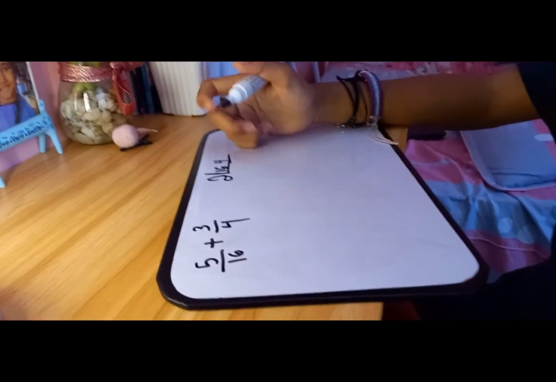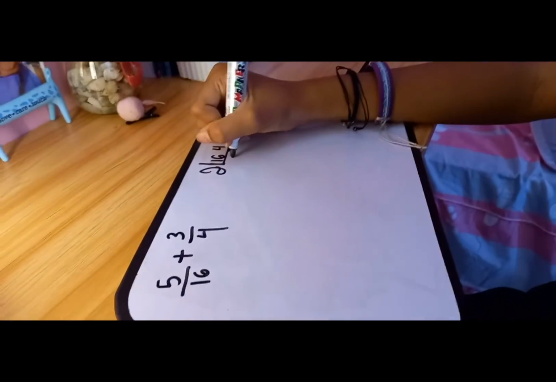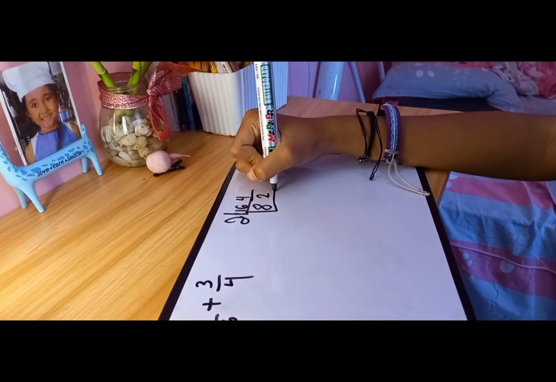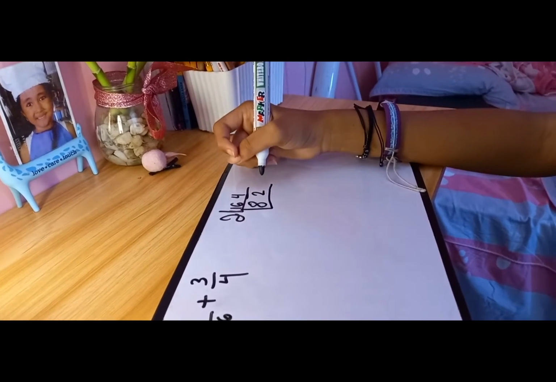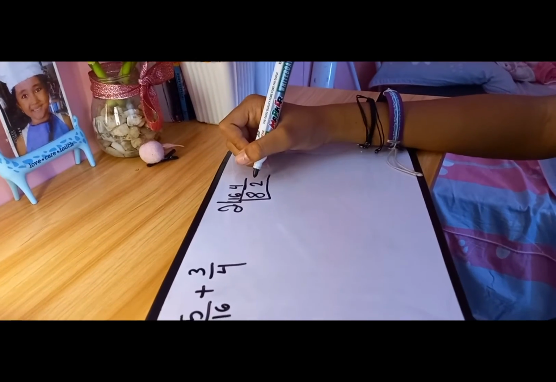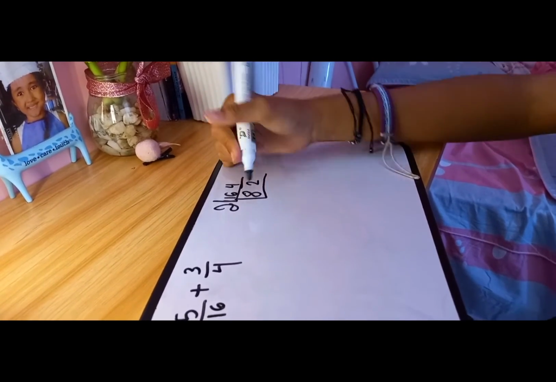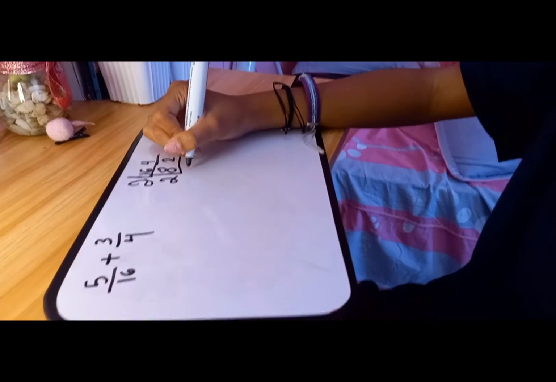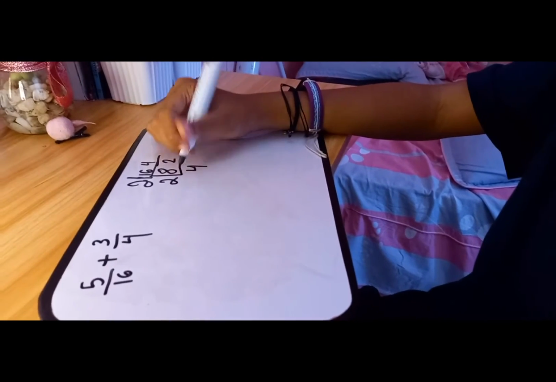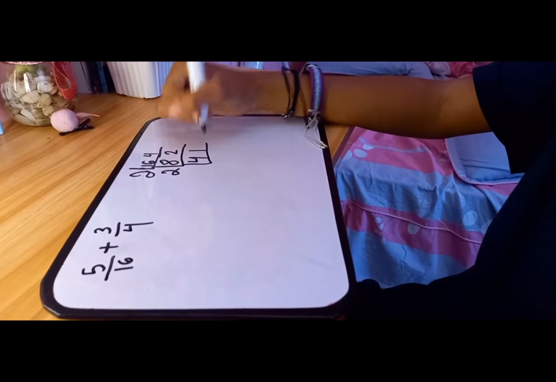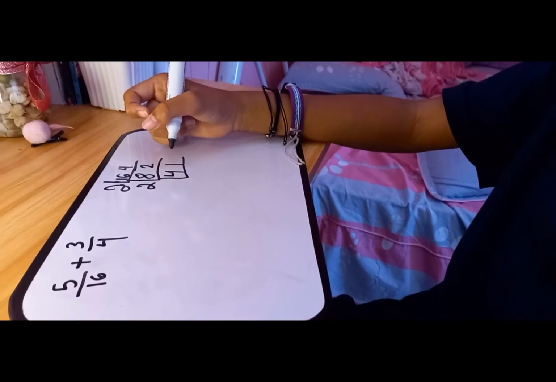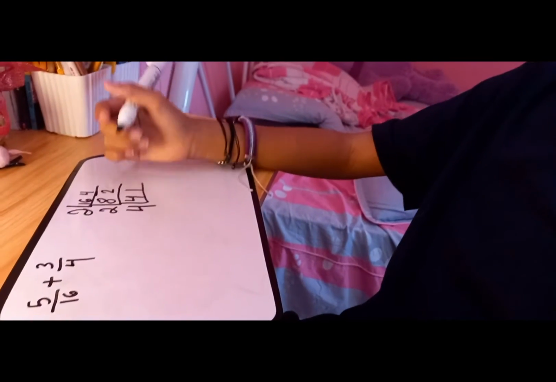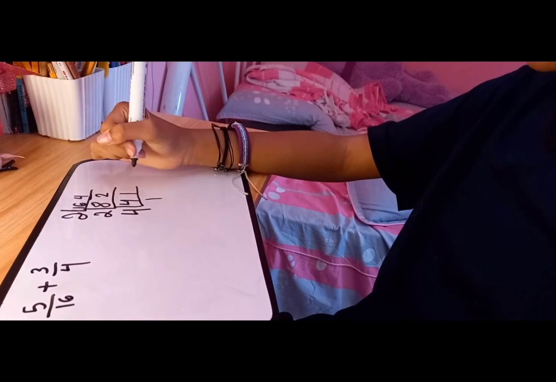Okay, so 16 divided by 2 is 8, and then 4 divided by 2 is 2. Now we need to think of a prime number that can divide both 8 and 2. So 2 is divisible by 8 and 2. 8 divided by 2 is 4, and then 2 divided by 2 is 1. Again, we need to think of another prime number that can divide both 4 and 1. So 4 is divisible by 4 and 1. 4 divided by 4 is 1, and then bring down 1.